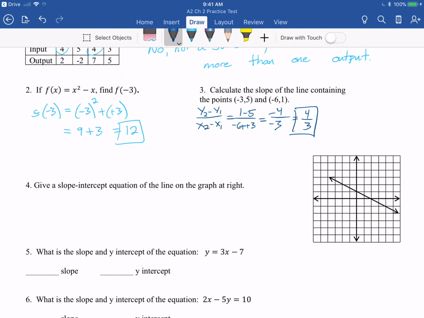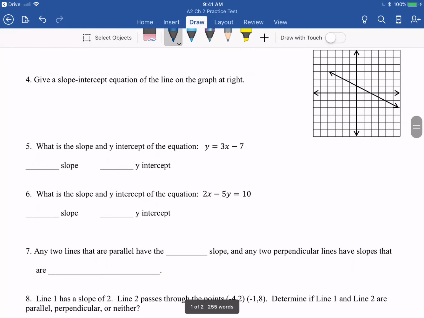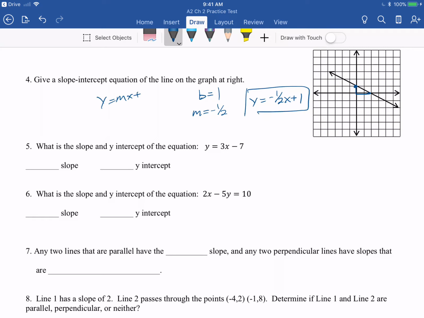Number 4, it says give the slope intercept equation of a line that is graphed to the right. This one has a y-intercept, so that is my b, of +1, and it's got a slope of down 1 over, is that quite 2? I think we'll call that 2. Close enough. If you're in the ballpark, you'll get it. -1/2. So y equals -1/2 x plus 1. That's y equals mx plus b. Nothing crazy there.